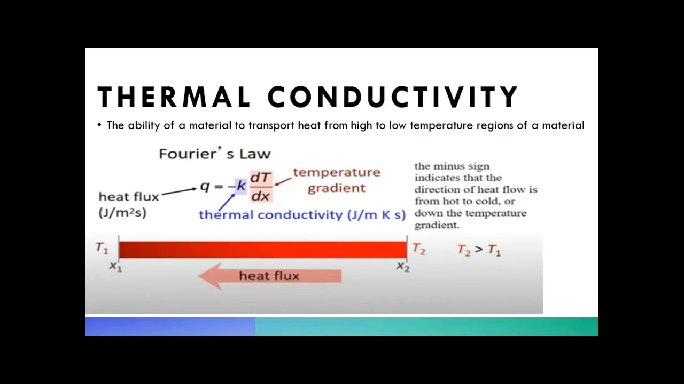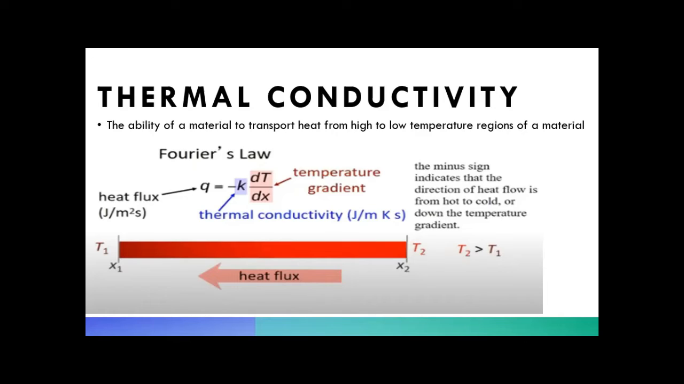Next, we have thermal conductivity. We can define this as the ability of a material to transport heat from high to low temperature regions of a material itself. And the property that actually characterizes this thermal conduction is what we call thermal conductivity.